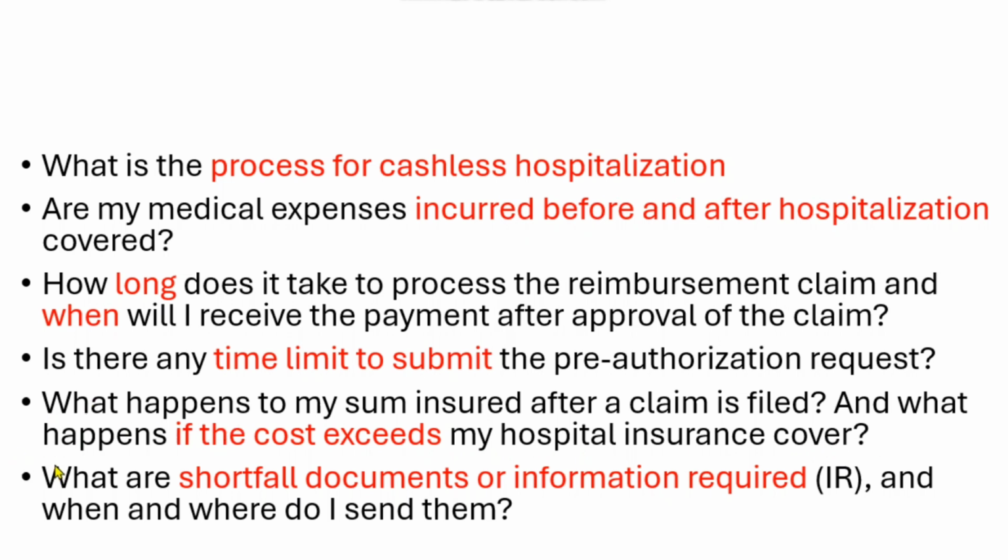And the last query is, what are the shortfall documents or information required, and when and where do I send them? Suppose your claim got rejected, or your pre-authorization request is not approved by Medi Assist, then what other documents are required? We are going to see that, and when and where you can send them, so that you can avail the claim reimbursement.